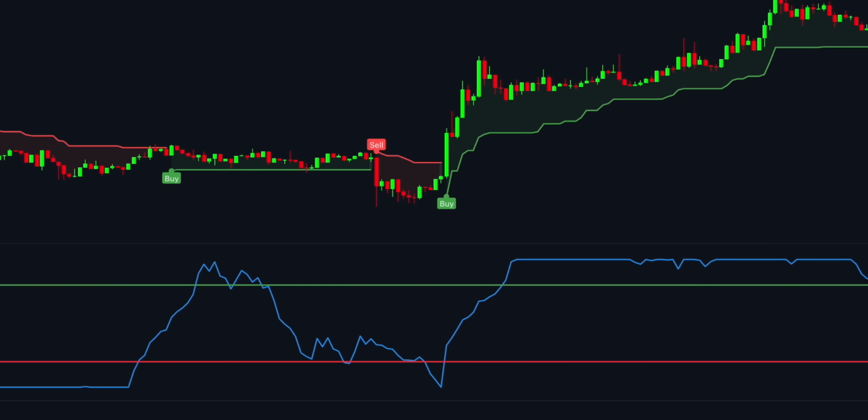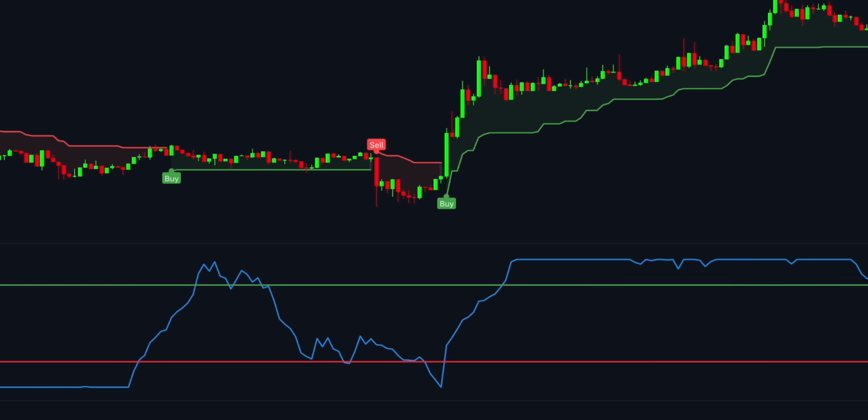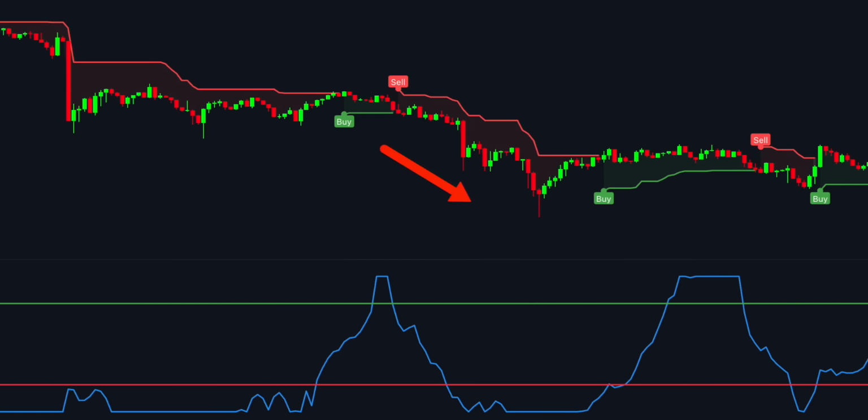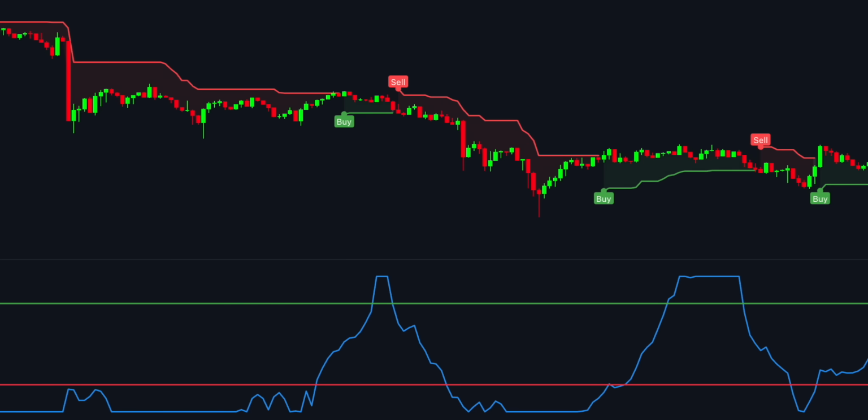For example, in a strong uptrend, signaled by Supertrend, an oversold condition on the Laguerre RSI could be an excellent opportunity to buy, anticipating a continuation of the uptrend after a brief price dip. Similarly, in a strong downtrend, an overbought condition could be a signal to sell or short, predicting a continuation of the downtrend after a temporary price rise. By providing trend confirmation and pinpointing potential reversal zones, the blend of Laguerre RSI and Supertrend can significantly enhance trading accuracy and effectiveness, particularly in volatile markets.